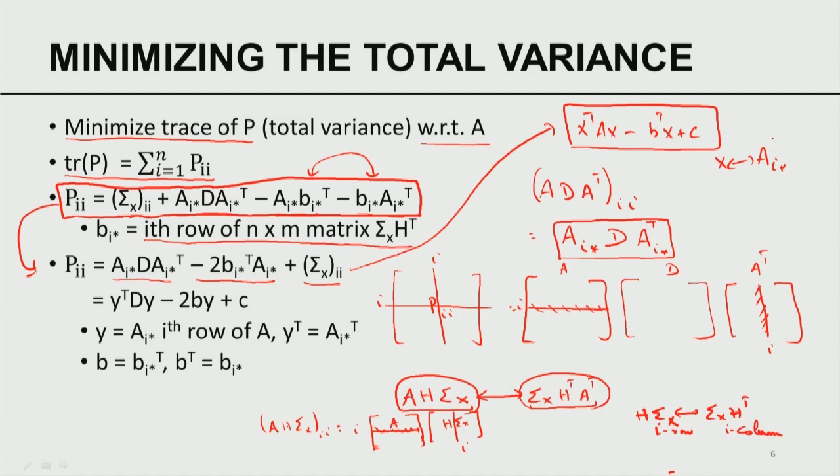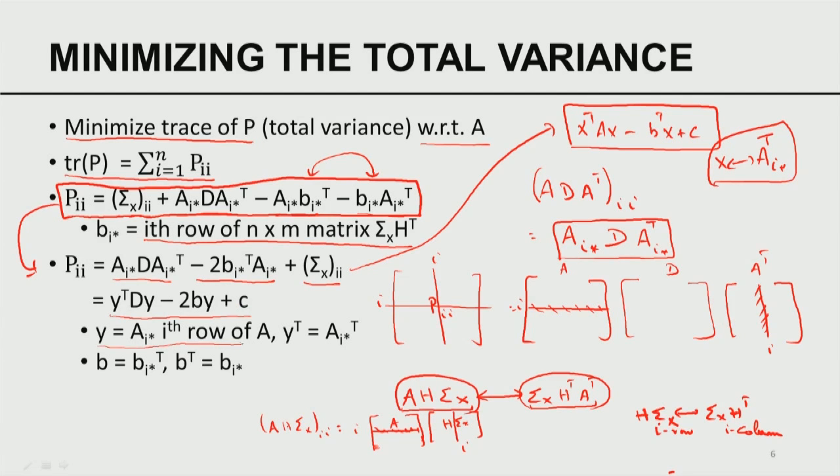So x is a vector. In this case, x is equal to Ai star transpose, because x is a column vector and Ai star is a row vector. So with this association between x and Ai star, you can readily see this is a quadratic function. I would like to rewrite this in the form of a quadratic function, which is y transpose Dy minus 2by plus c.